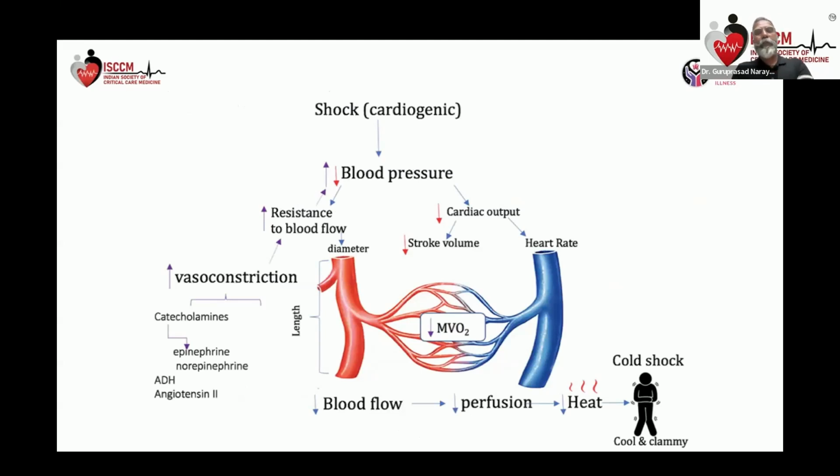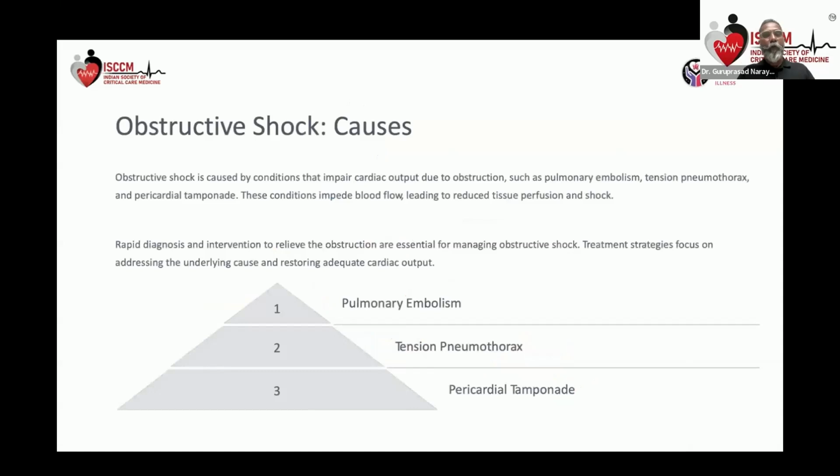First of all, because the heart is unable to pump, this will worsen the shock, and here the blood flow, the perfusion in the peripheries, everything is hampered, and the patient becomes cold and clammy. So in a traumatic or a hemorrhagic shock, or an obstructive shock, or a cardiogenic shock, you can find a cold, clammy periphery, whereas in a distributive shock, you can find a warm periphery.